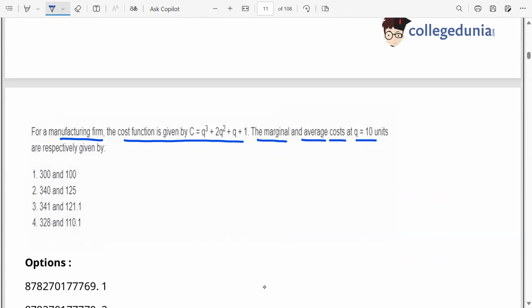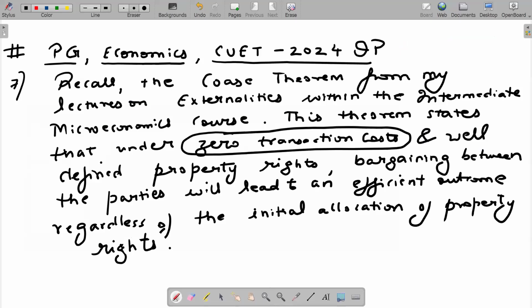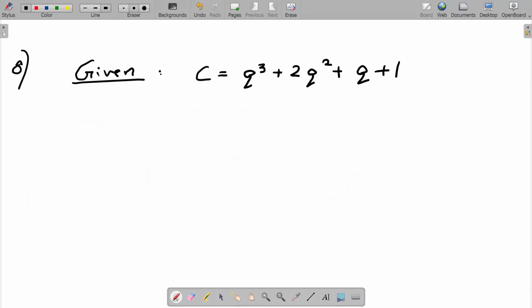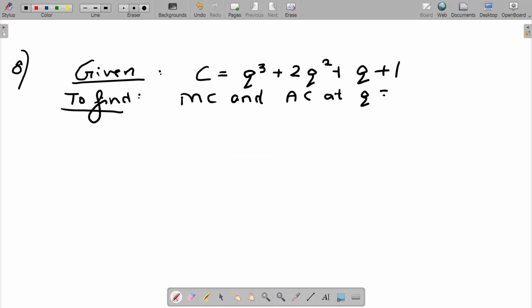This is very simple introductory microeconomics. Students should be able to know how to derive the marginal cost from the total cost and how to derive the average cost from the total cost, something I've covered in my introductory microeconomics. So if I come back to the whiteboard, I'm writing what is given to us. We are given that the cost function is C equals Q cube plus 2Q square plus Q plus 1, and we need to find the marginal cost and the average cost at Q equal to 10.